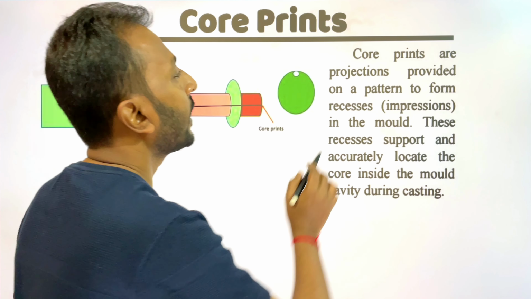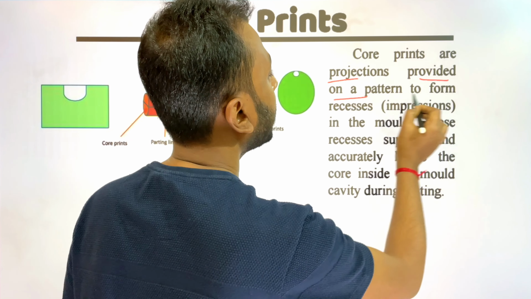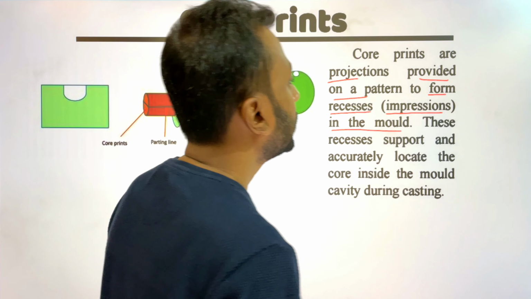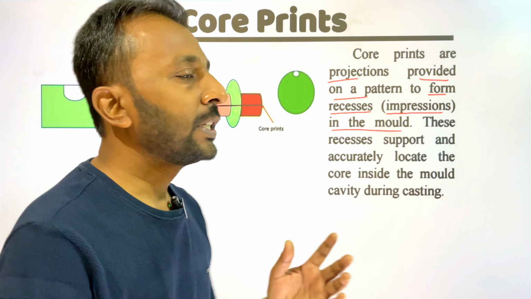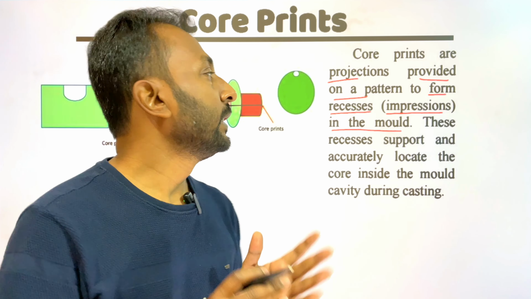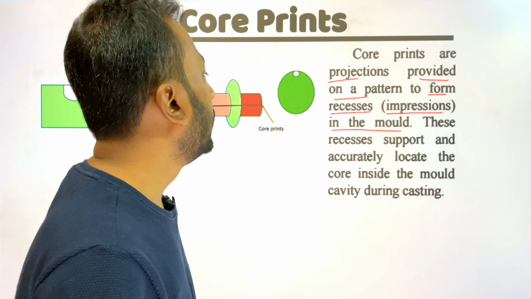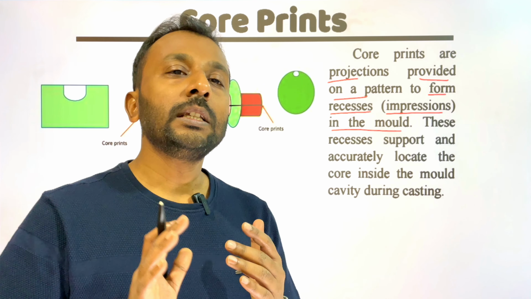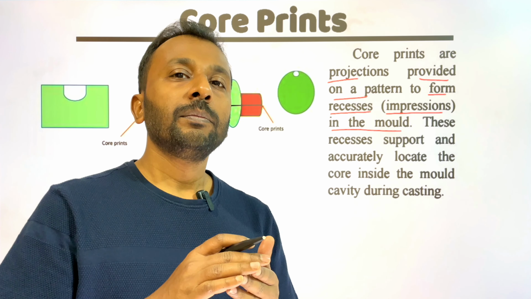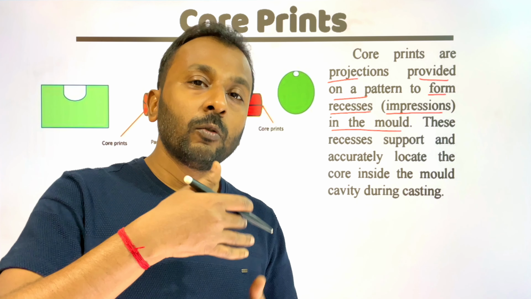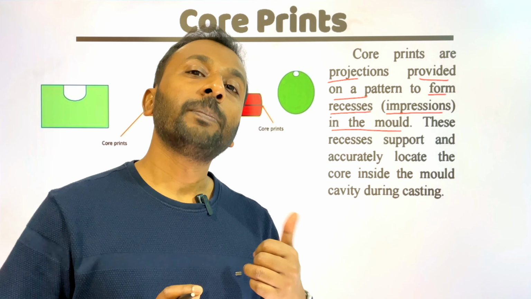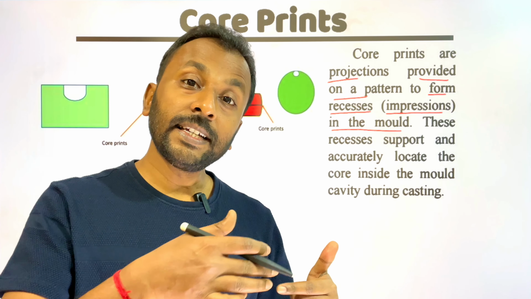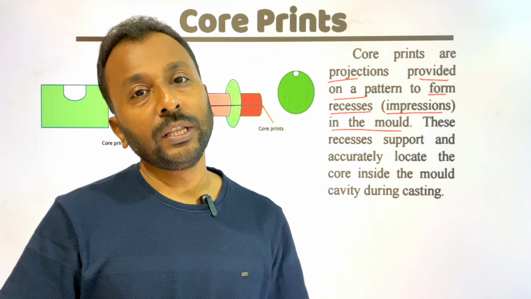So core prints are projections provided on a pattern to form recesses or impressions in the mold. So it is one type of recess. We provide or keep recesses or impressions on the mold to hold the core in proper position. So this impression is basically intentionally kept on the mold or on the pattern. When we keep core prints on the pattern, it creates core prints on the mold.